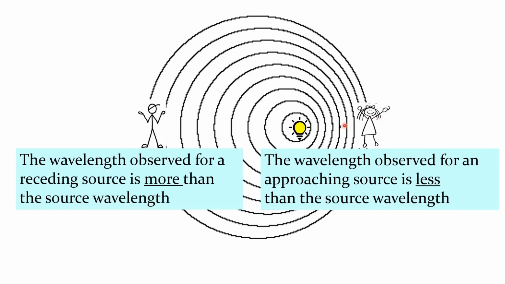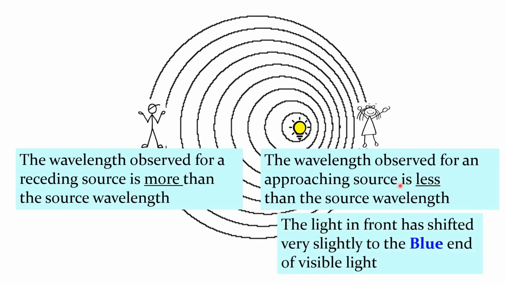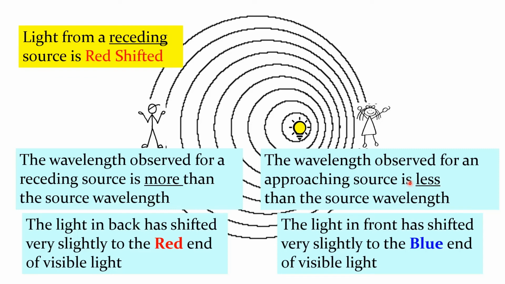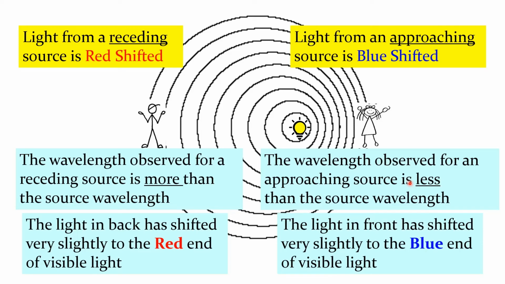In real life, the shift in wavelength is tiny. It's really, really small. But what we can say is that if it's now less than it was, the light in front for the approaching source has shifted very slightly to the blue end of visible light. The light in back for the receding source has shifted very slightly to the red end of visible light. So red had the longer wavelength, blue had the shorter wavelength. In general, we say that light from a receding source is red shifted. Light from an approaching source is blue shifted.